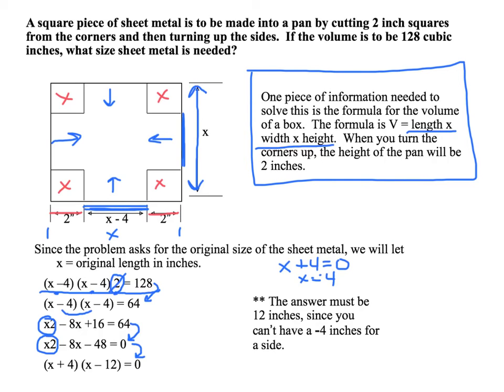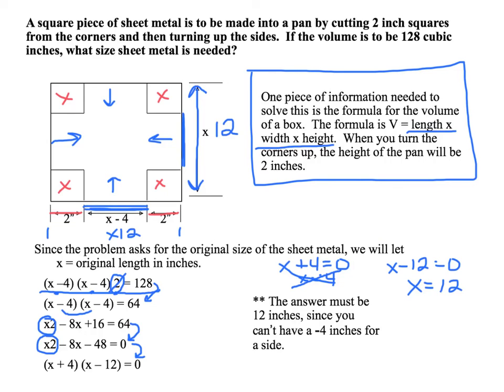Well, negative 4 certainly will not work in this particular problem because I cannot have a piece of sheet metal that has a side of negative 4. But x minus 12 does work. Because x minus 12 is equal to 0, that must mean x is equal to 12. So my original piece of sheet metal is a 12 by 12 piece.